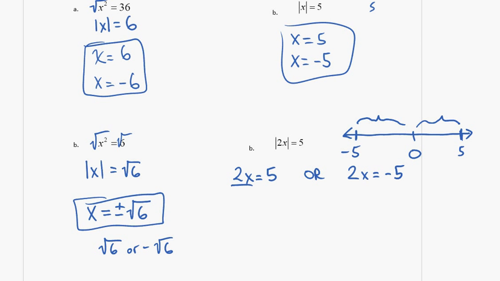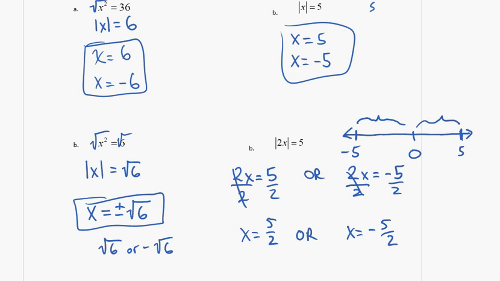So to get the x by itself, since it's multiplying by 2, I'm going to divide both sides by 2 and get x equals 5 halves. For 2x equals negative 5, divide by 2 on both sides here, x equals negative 5/2.